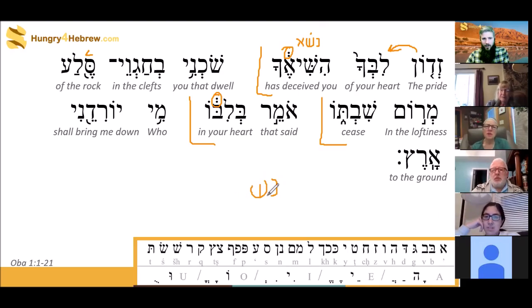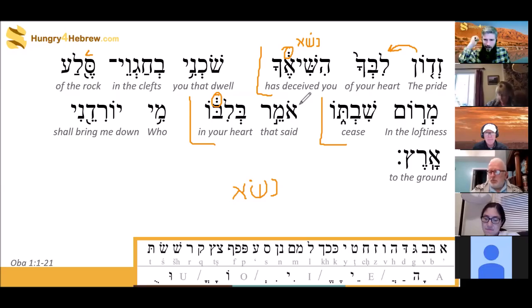Oops, I put the dot on the wrong side anyway. There we go. Nasa is to lift, bear, or carry. This is not that root. This is very different. Nasha. In some contexts, this was like putting someone in debt, to indebt somebody. But anyway, the point is that it's deception of some kind. Ha, I got you. So the pride of your heart is the one that has gotten you. It has deceived you.